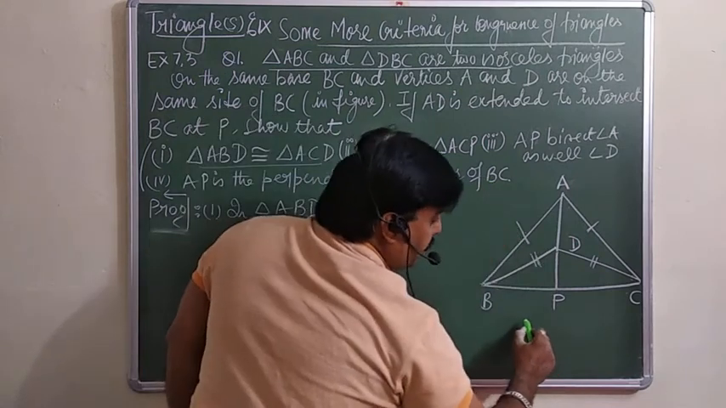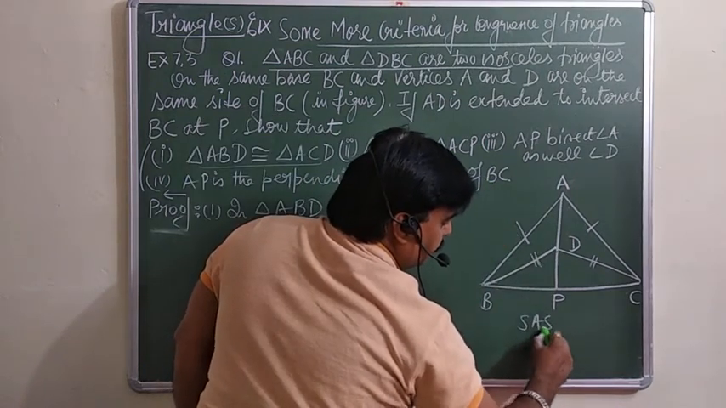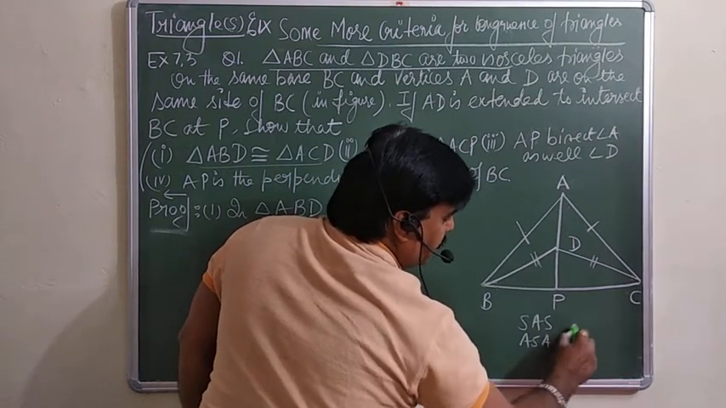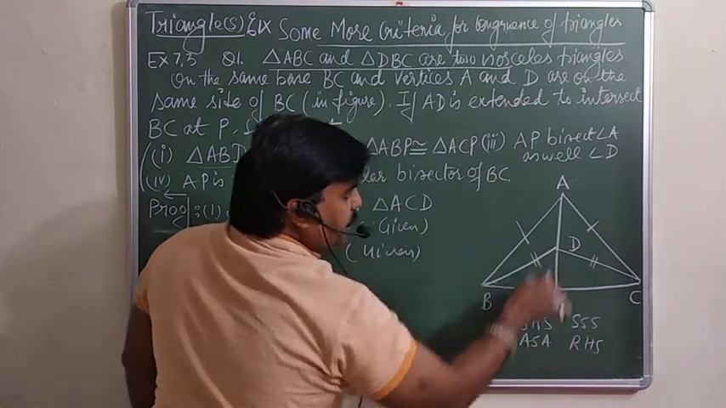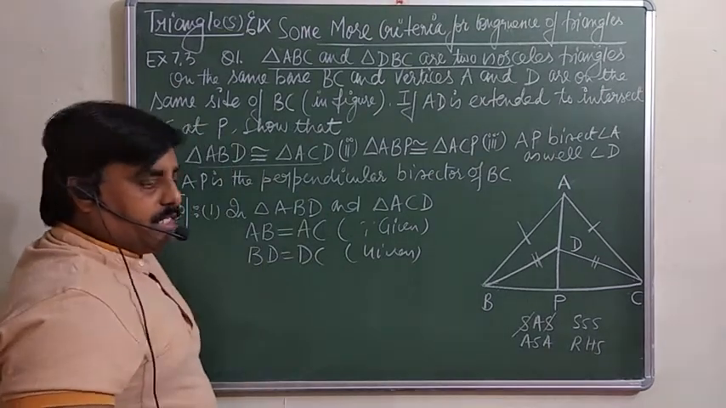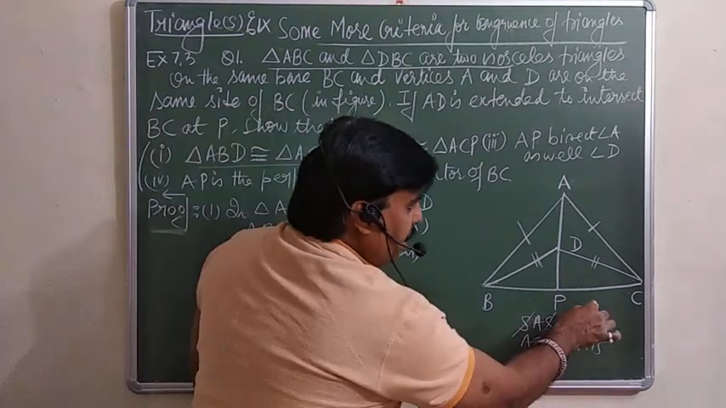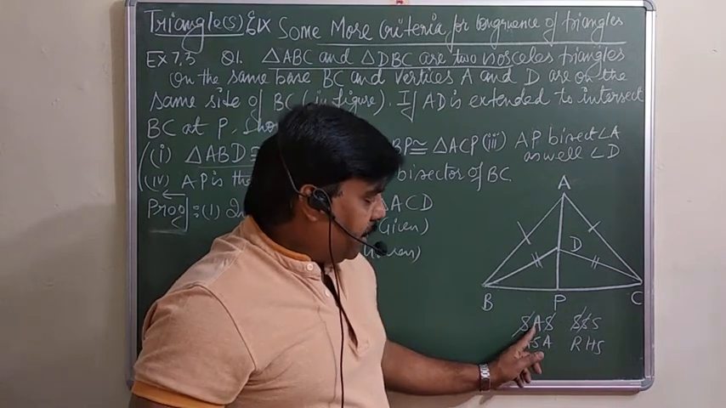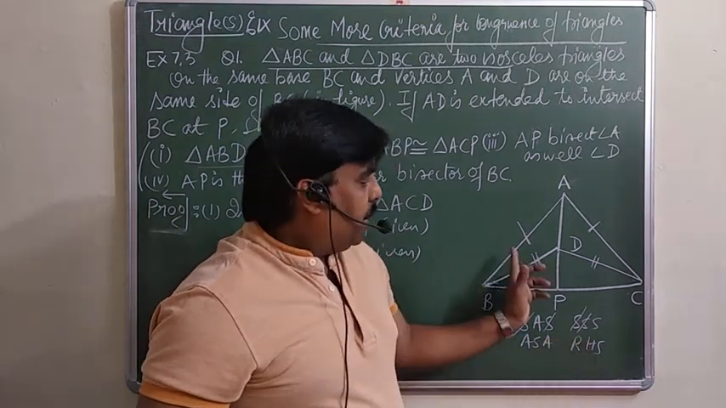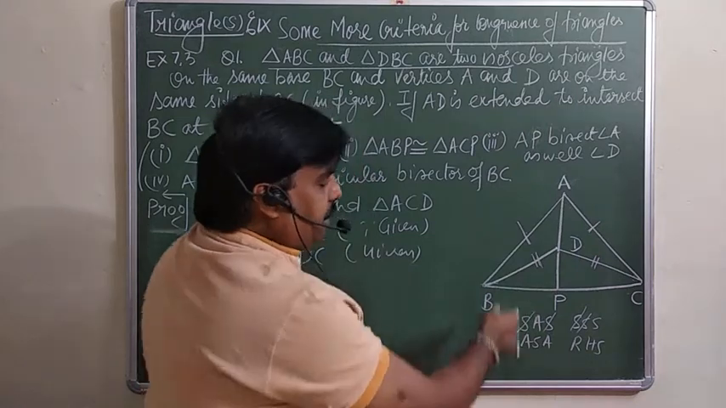The properties which we discussed: SAS, ASA, triple S and RHS. So here are the two sides. One case is two sides here, and two sides here also. So either I have to find one angle or one side. The angle is not visible here, but we can find the angles.